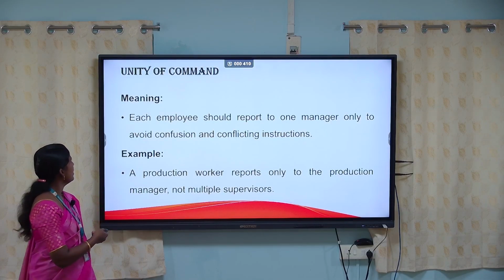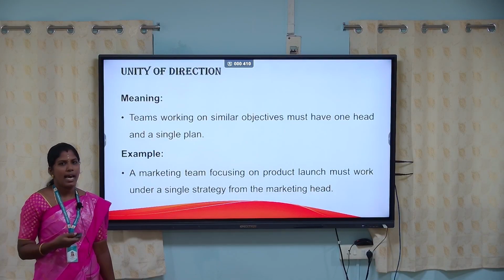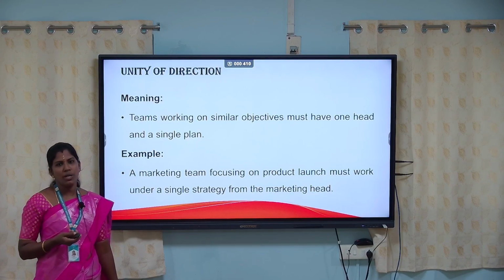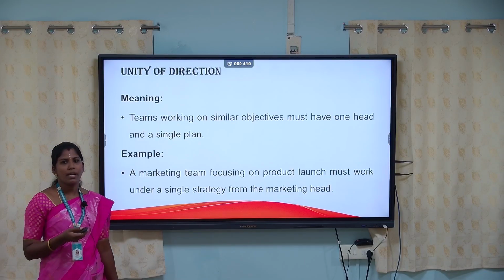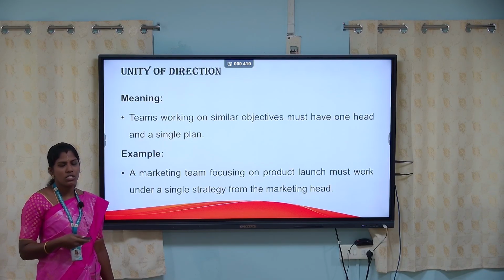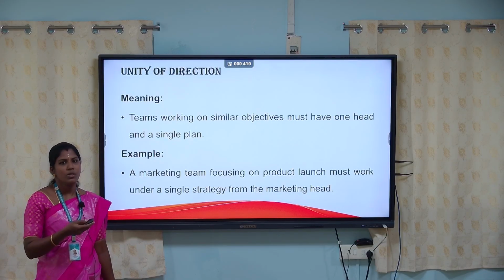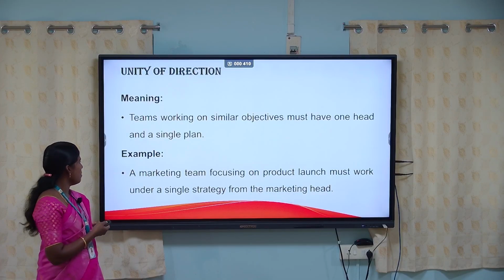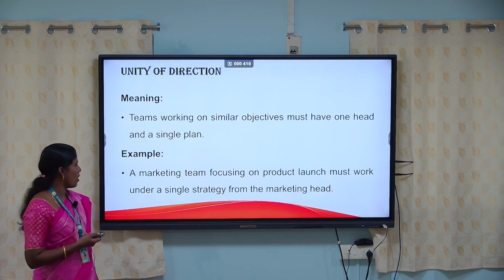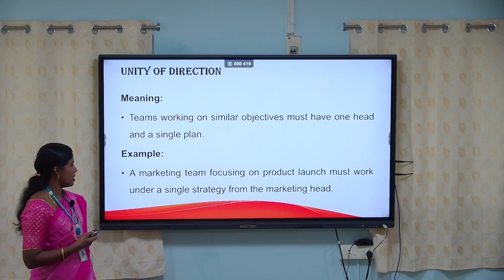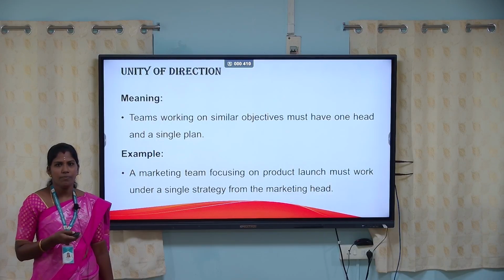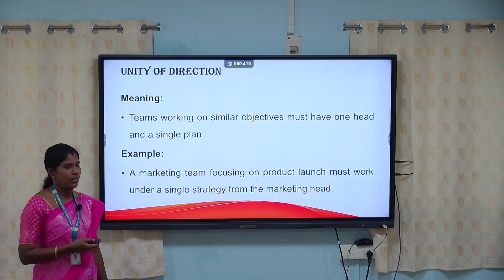Okay. Next slide is unity of direction. Meaning, teams working on a similar objective must have one head and a single plan. So in a management, different departments are there. Each department has one head. Every employee, every subordinate works under that one superior. Then only they attain their goal in an effective way. Examples, a marketing team focusing on product launch must work under a single strategy from the marketing head. So when one head gives the strategy, they automatically give their output in an efficient way.